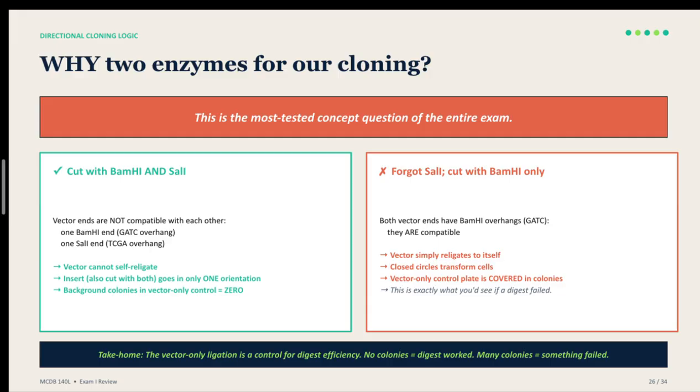So this is the diagnostic that we use. Many colonies on the no insert plate means we had a digest that failed. For the circular vector transform cells, you should get a lot of colonies on the no insert control. And then this is what directional cloning is. So the insert goes in only one direction because the two ends are different.